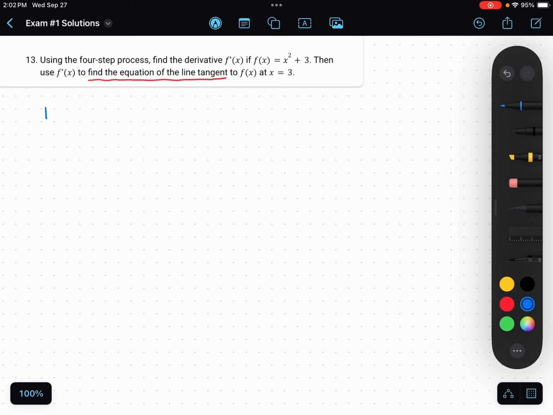For the 4-step process, step 1 is just to figure out what f of x plus h is. So f of x plus h for us is going to be x plus h quantity squared plus 3. Now we've already done x plus h squared a lot, so hopefully by now you know that that's just x squared plus 2xh plus h squared, and then we've got a plus 3 on the end there. That's it. We're done with step 1.